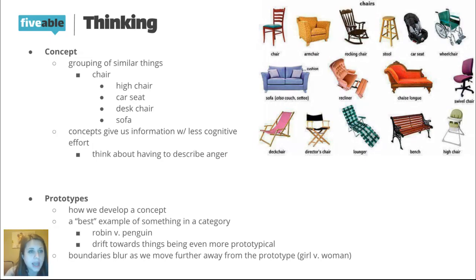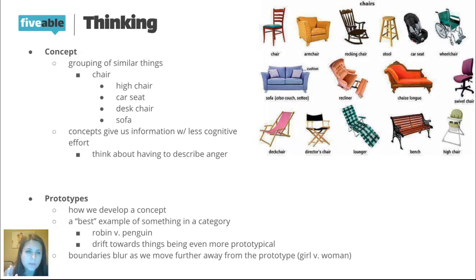And maybe for me, I picture someone wearing high heels and a pencil skirt and makeup and long hair that's curled. That's my prototype of woman. So as I drift further and further away from my prototype of girl, when do I reach my prototype of woman? Is a 16-year-old more similar to girl, or is a 16-year-old more similar to woman?